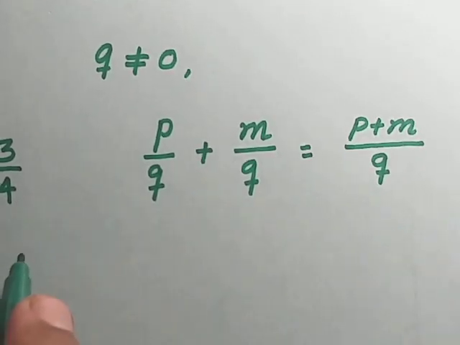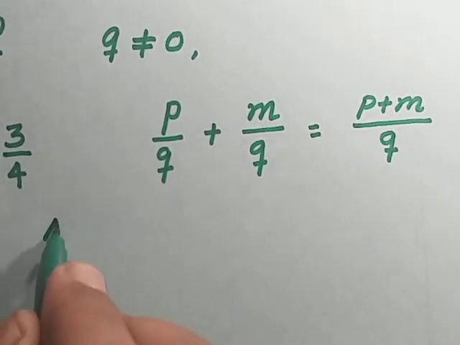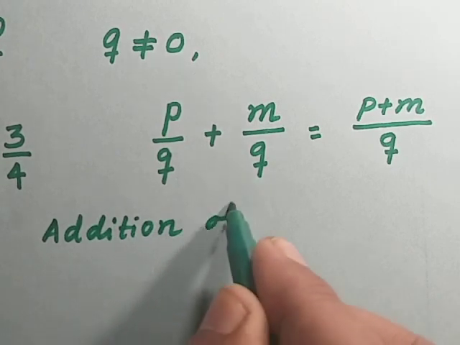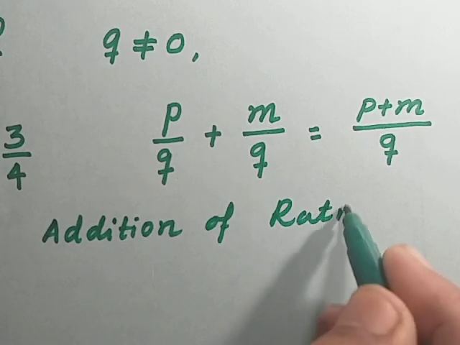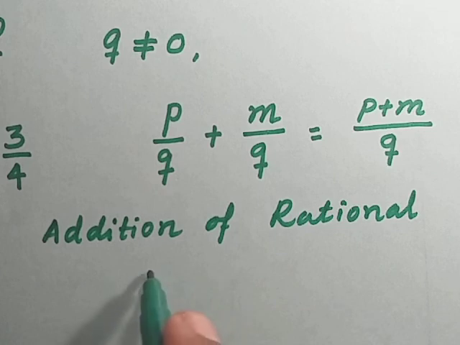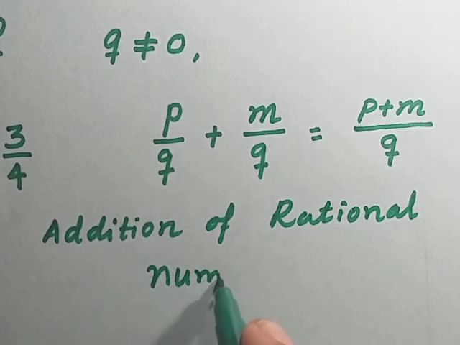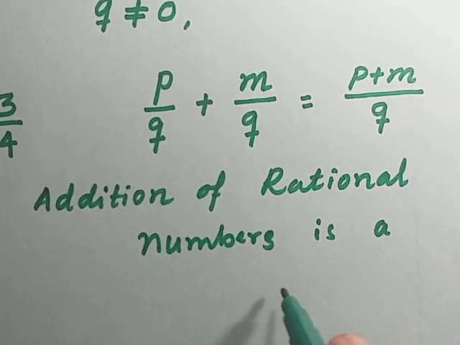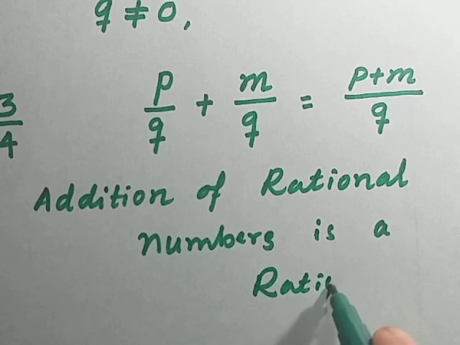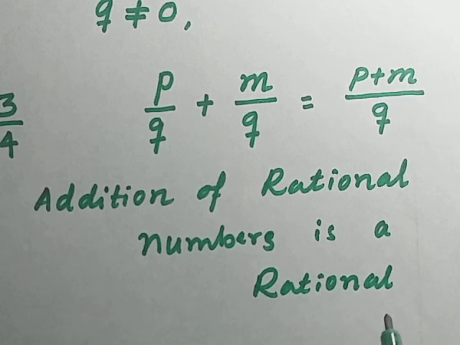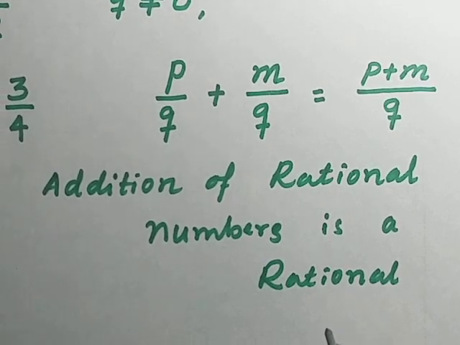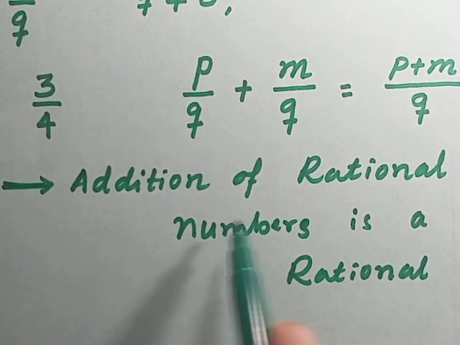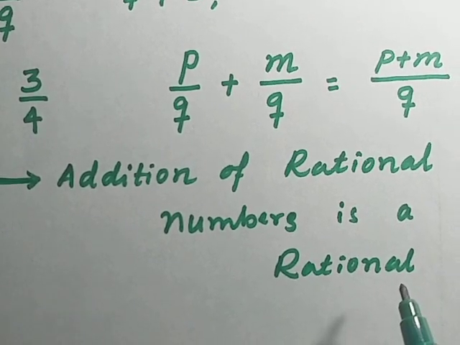Therefore, we can come to a beautiful conclusion here. Addition of rational numbers is a rational number itself. Therefore, we come to a property of the rational numbers to state that addition of rational numbers is always rational.